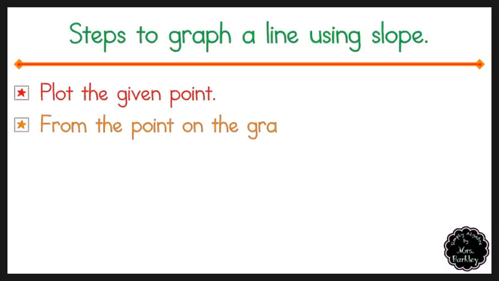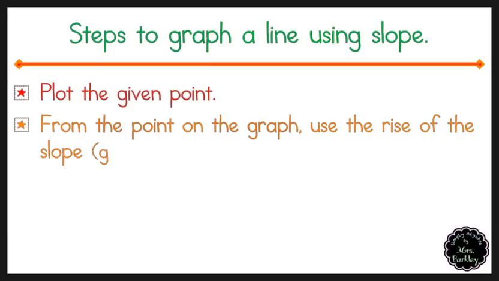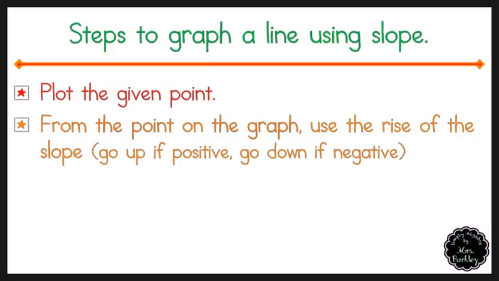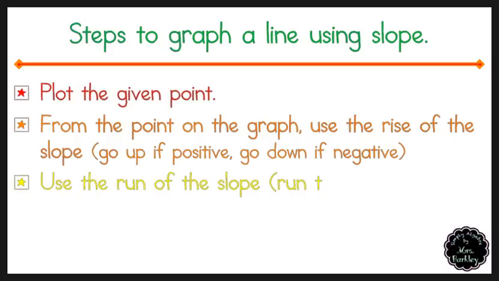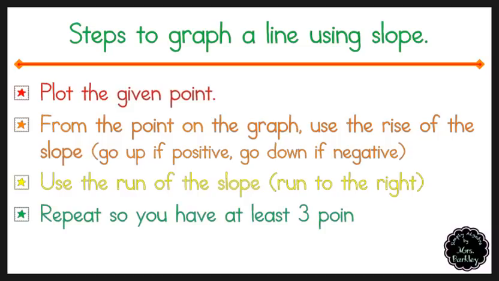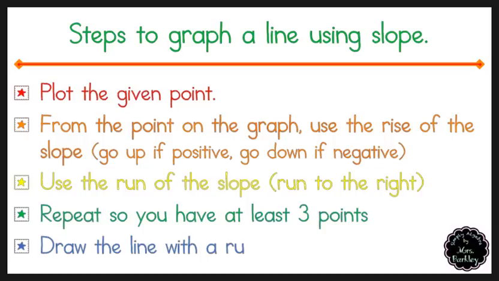From this point on the graph, use the rise of the slope. So we will go up if our slope is positive and go down if our slope is negative. Then we will use the run of the slope and we will run to the right. Repeat so that you have at least 3 points. And lastly, draw the line with a ruler and include arrows.